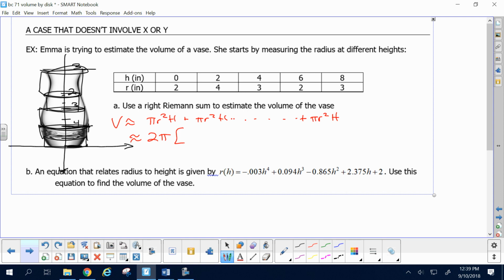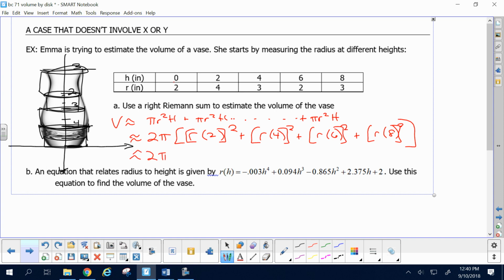Now, the radii, be careful here. The first radii is, if we're using a right Riemann sum, should I use the radius at 0 or the radius at 2? The radius at 2, because we're using a right Riemann sum, squared plus the radius at 4 squared plus the radius at 6 squared plus the radius at 8 squared.